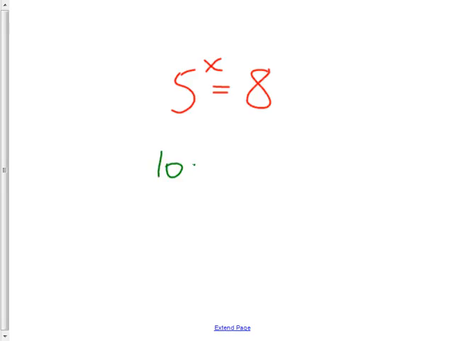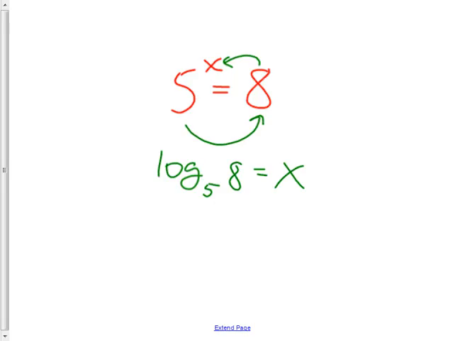You should have said log base 5, and then you don't go in order. It's not the x next. You jump to the other side, and then you jump back. You got to get that this does not go in order. Log base 5 of 8 equals x. Raise your hand if you had that one right.